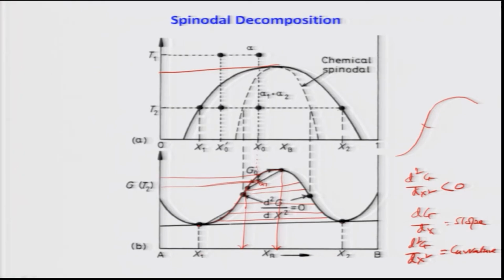But alloys whose compositions lie between the chemical spinodal and this solid line, here also between the chemical spinodal and the solid line, will undergo nucleation and growth. This kind of decomposition will happen, but it will happen via nucleation and growth. Okay, so for any alloys outside this chemical spinodal, a small variation in composition will lead to an increase in free energy. Okay, and the alloy therefore is metastable.